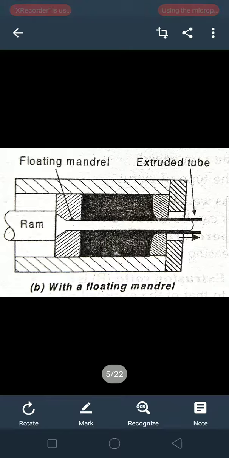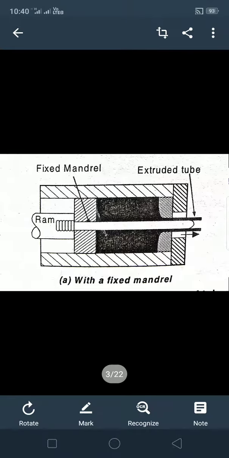Good afternoon, students. In the last class, we discussed the extrusion process and the methods of extrusion. In this class, a lot more things are to be discussed.